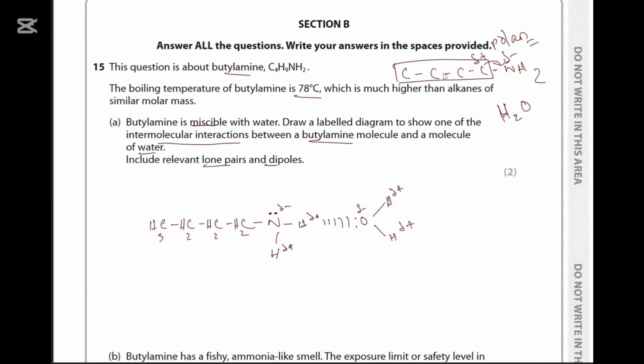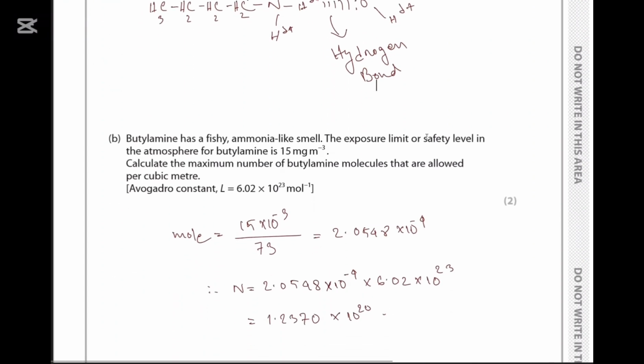So the only intermolecular forces will be the hydrogen bonding between the NH and water. This N is partially negative since the alkyl group is donating electrons, and nitrogen is also more electronegative, which pulls electron density from the hydrogen, so the hydrogen becomes partially positive, and this hydrogen forms a hydrogen bond with the partially negative oxygen of the water molecule.